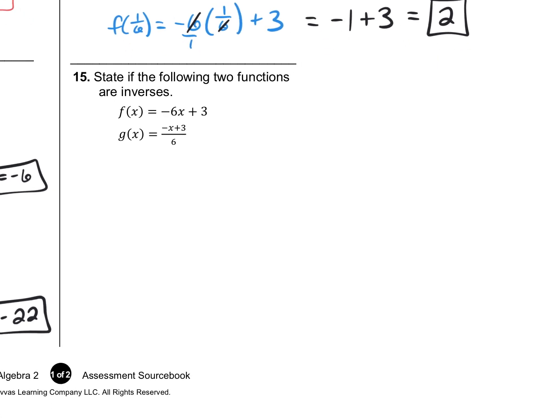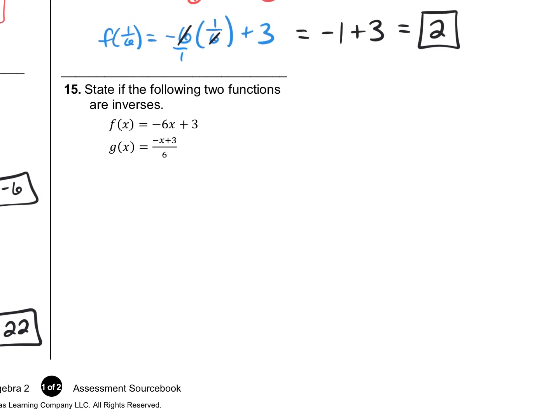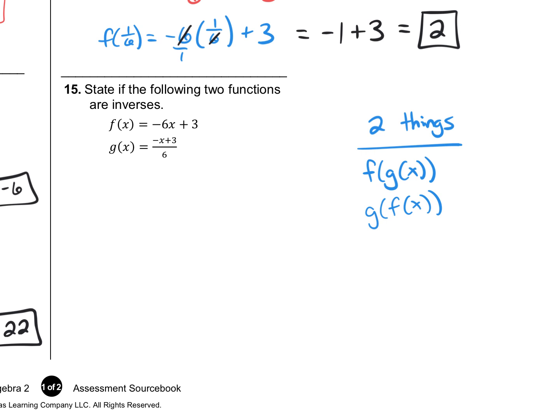15 says state if the two functions are inverses. So again, what are we looking for? There's two things we have to find to know if they're inverses. We have to find f of g of x, and we have to find g of f of x. Now, a lot of you are going to want to do the 3 steps to find the inverse, but we already have two equations. So we're not finding the inverse, we're stating if they are inverses.